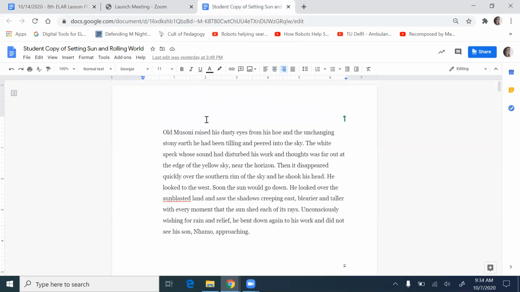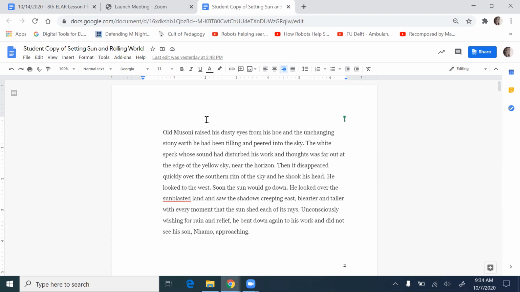So here we go. Let's start our text. This is The Setting Sun and the Rolling World. This is the same text you've already been working with, and we're continuing that trip on analyzing a text. How can we add understanding the author's purpose of the text structures they chose into our analysis of this text? Let's start with paragraph 1, and let me show you what I mean.